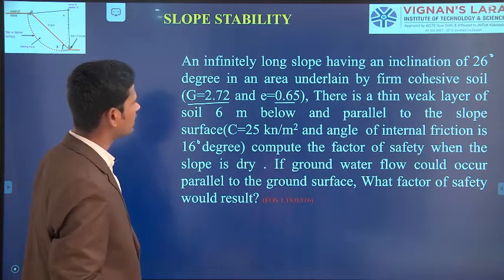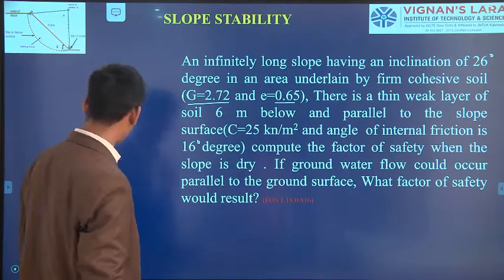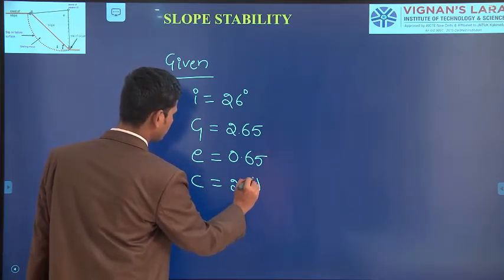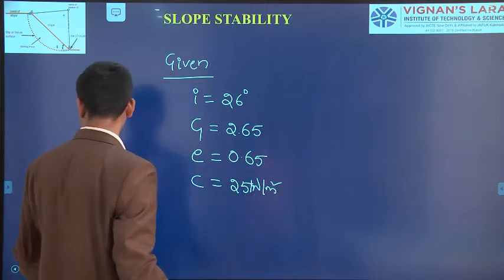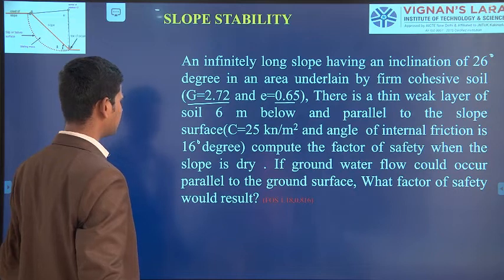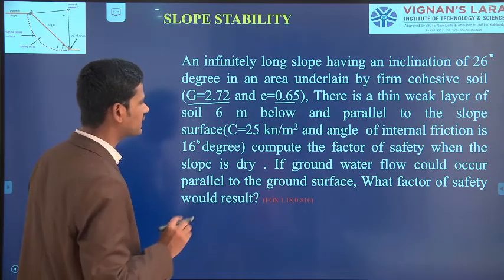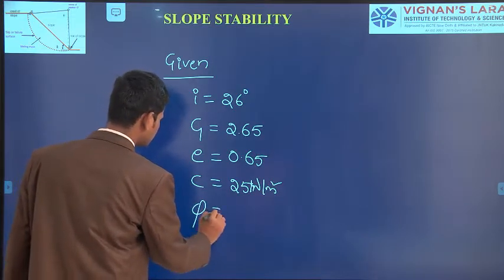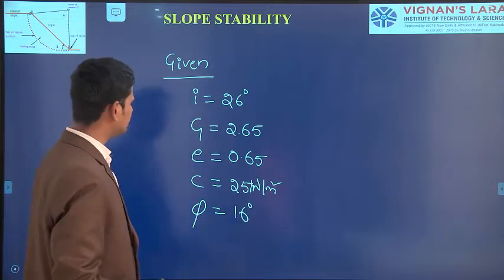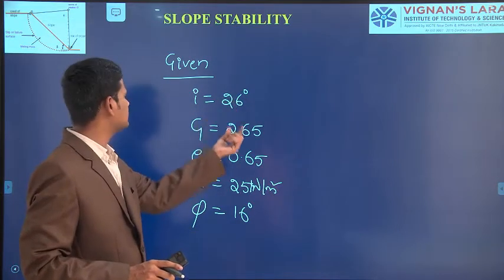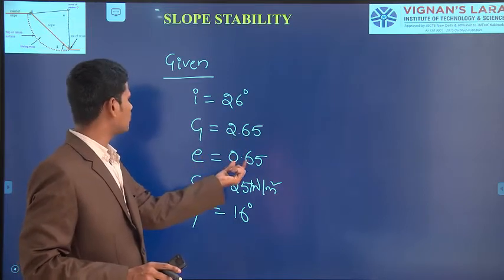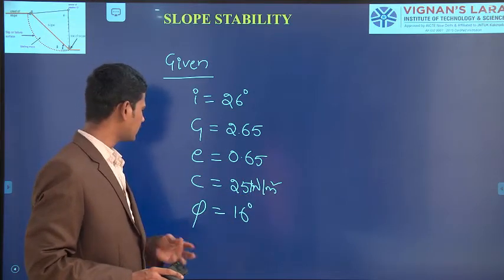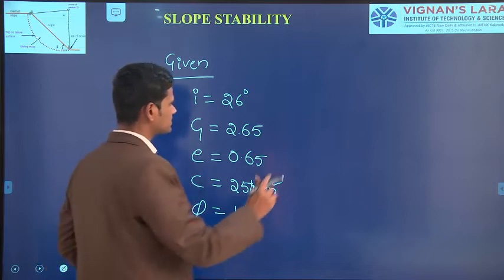Next, they have given the cohesion of the soil mass as C equal to 25 kN per meter square. As well as they have given the angle of internal friction of the soil mass, phi equal to 16 degrees. To summarize: the angle of inclination is 26 degrees, specific gravity of the soil is 2.65, void ratio equals 0.65, cohesion C equals 25 kN per meter square, and the angle of internal friction phi equals 16 degrees.